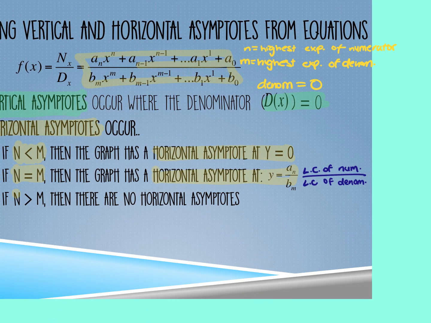The third case is if the exponent in the top is bigger than the exponent in the bottom, there's no horizontal asymptotes. There could be a slant, which we'll get to, but there's no horizontal.